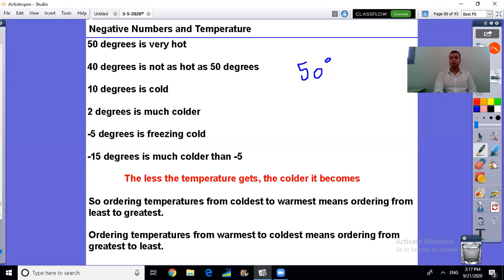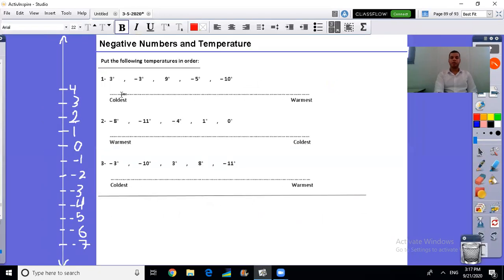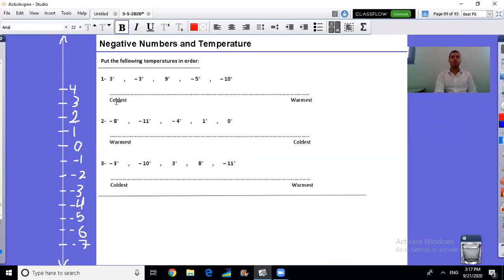In the coming questions, if I ask you to order the following set of temperatures from coldest to warmest, coldest comes first, warmest is at the end. We agreed, coldest to warmest means from least to greatest. So which number here is the smallest? Exactly, it is -10. And then what comes after it? It is -5. And after it, 3. Then the last one is 9.